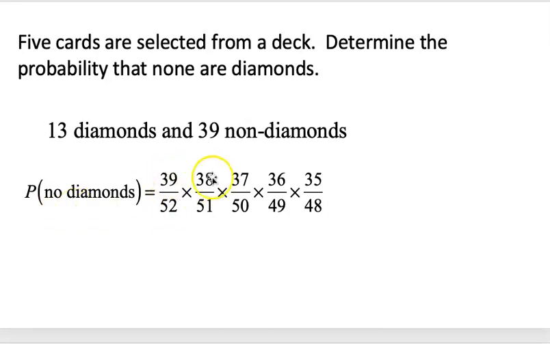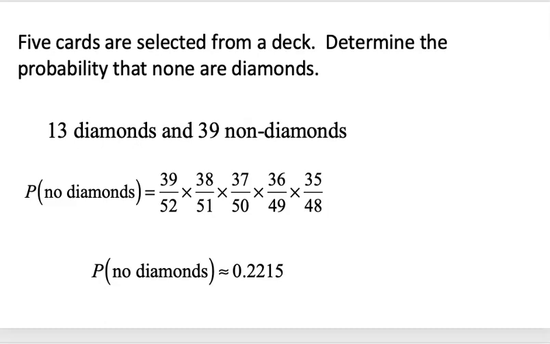We selected 5 cards. 1, 2, 3, 4, 5. We could have tried to list the rule. Frankly, the rule is going to be difficult for us to list. Diamond on the first times diamond on the second given diamond on the first times diamond on the third given diamond on the first and diamond on the second times diamond on the fourth given diamond on the first and diamond on the second and diamond on the third times diamond on the fifth given diamond on the first and diamond on the second and diamond on the third and diamond on the fourth. Yes, difficult to manage, but relatively easy to use. If I multiply all these together, the probability that none of them are diamonds is about 22%, 0.2215.